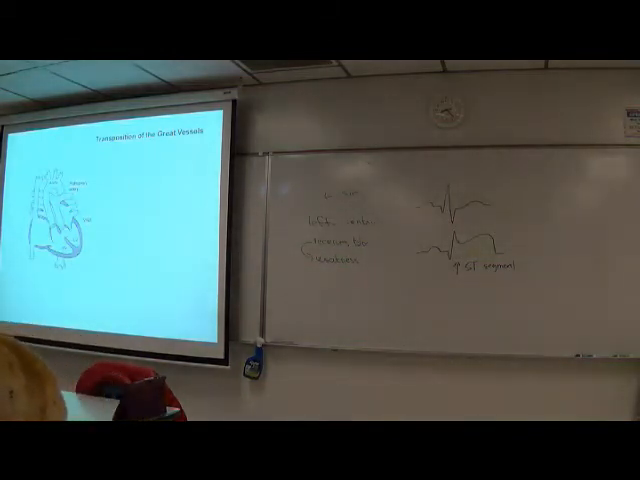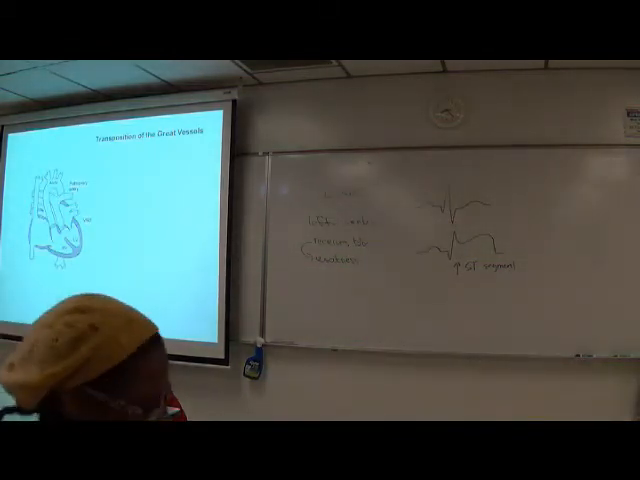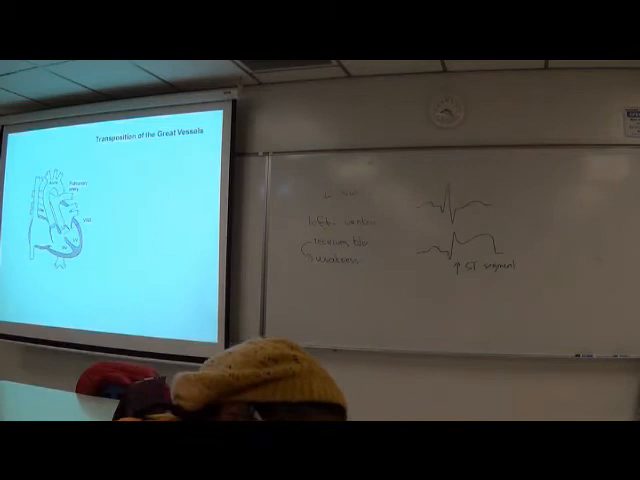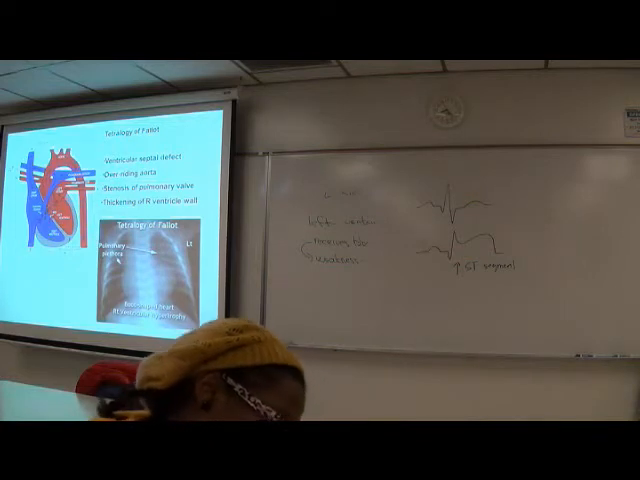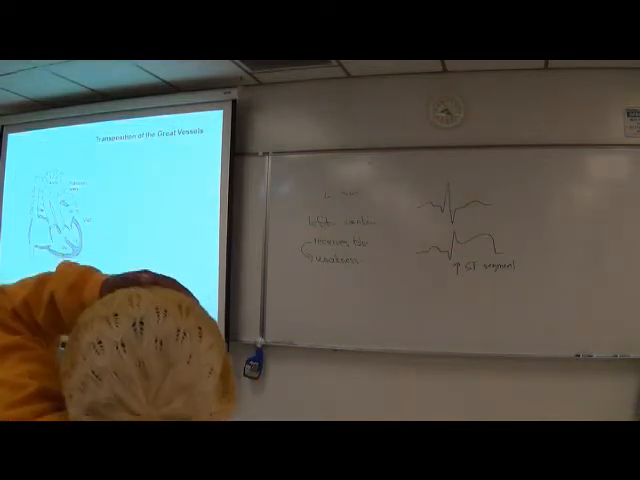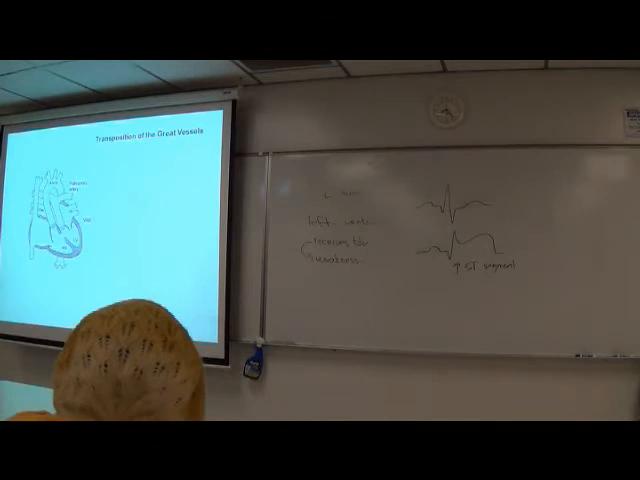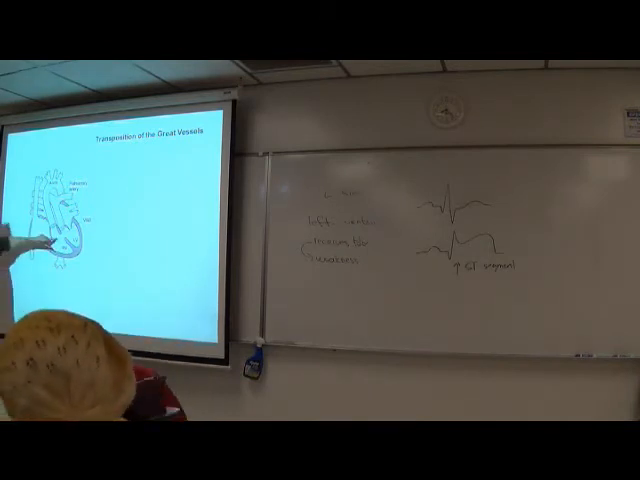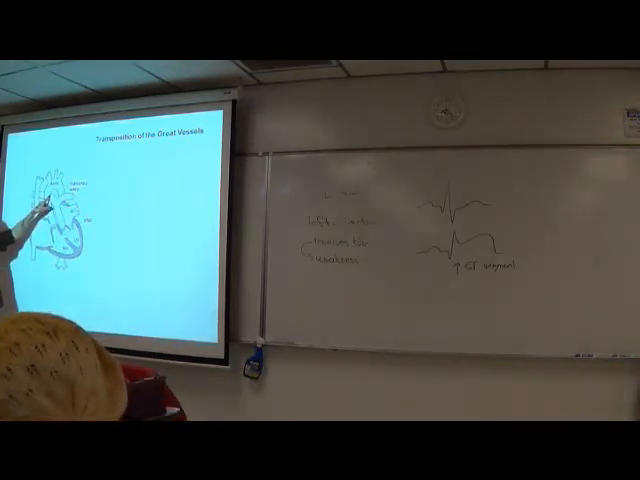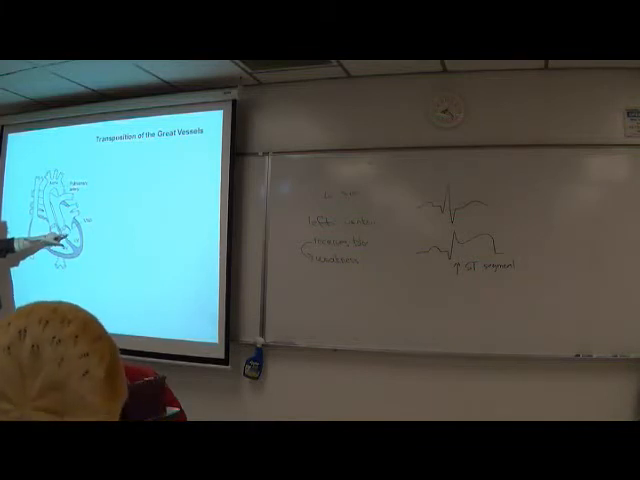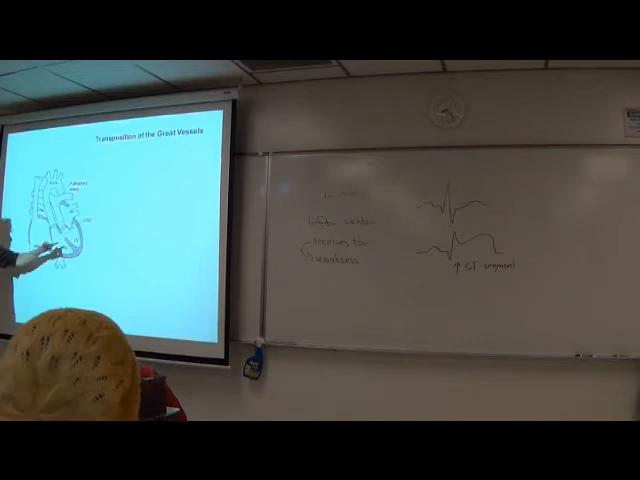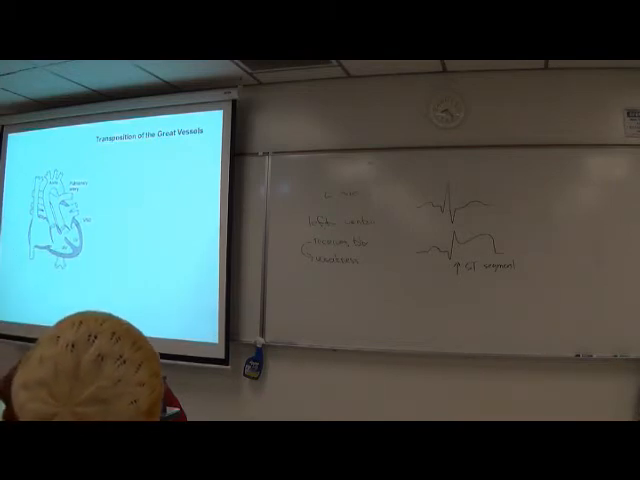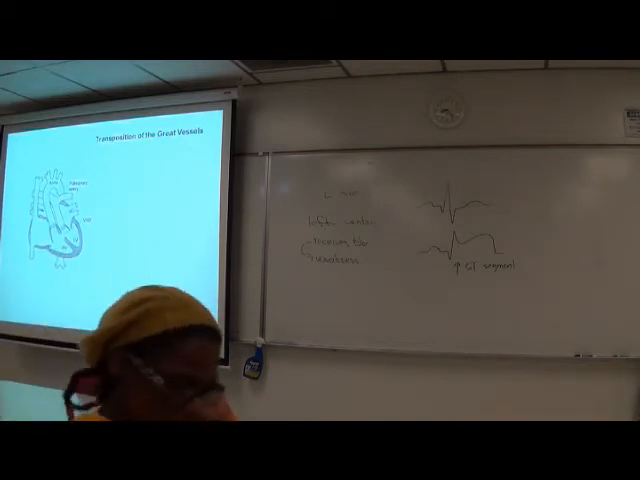And then we have complete reversal, transposition. So in this case, the aorta was still coming out of the left ventricle, but with that opening, we had a mixture of blood. In this case, there's transposition of the great vessels. So you'll see that the aorta actually is coming out of the right ventricle, and the pulmonary trunk is coming out of the left. Now notice in this diagram, there is a septal defect. That's the only thing keeping this baby alive.